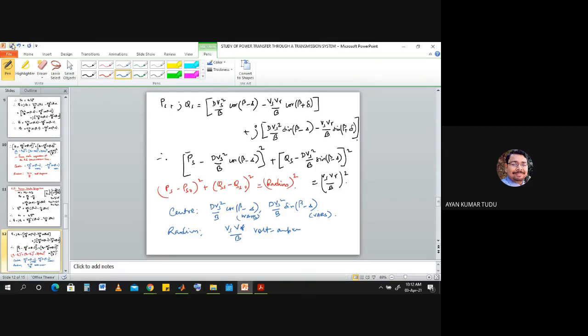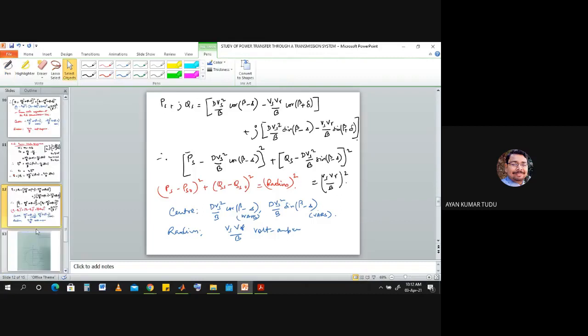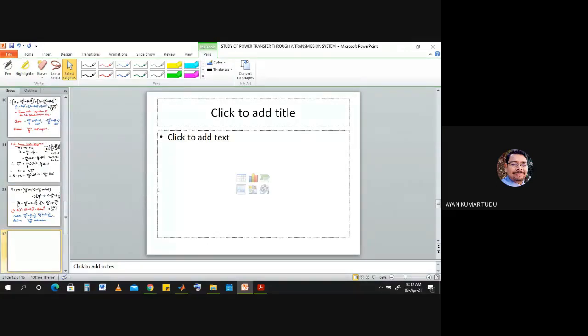Okay, now let us see what we're doing: we'll be finding out the values of the transmission line. Okay, means how we are finding out. Write a new slide actually.